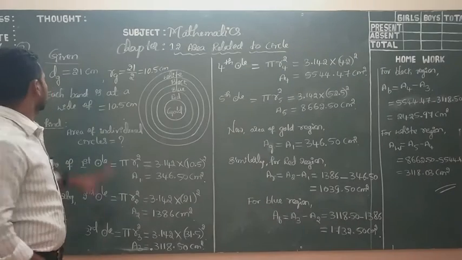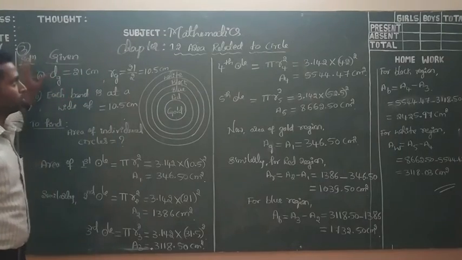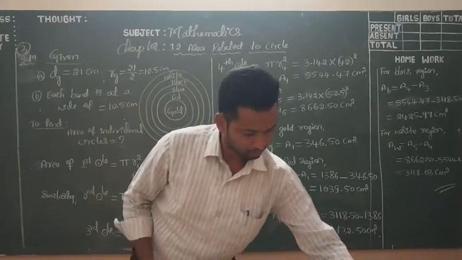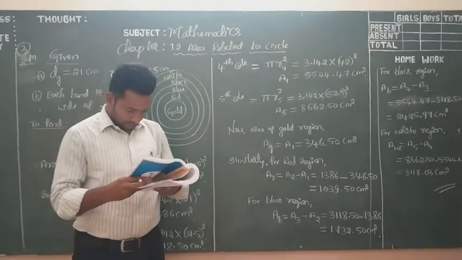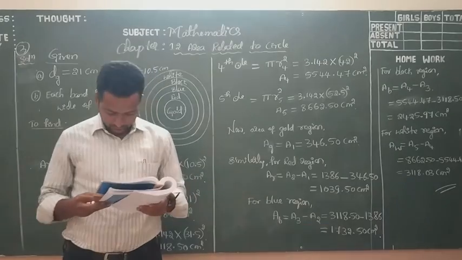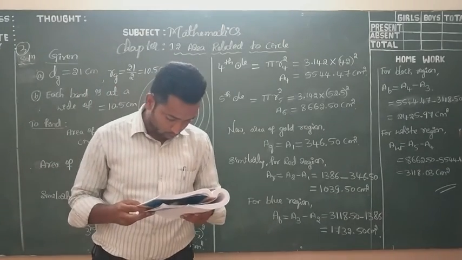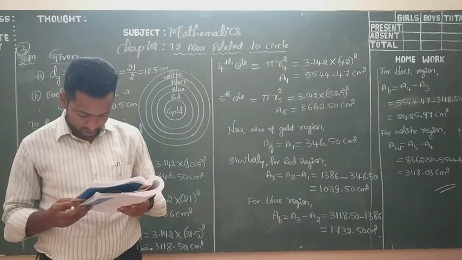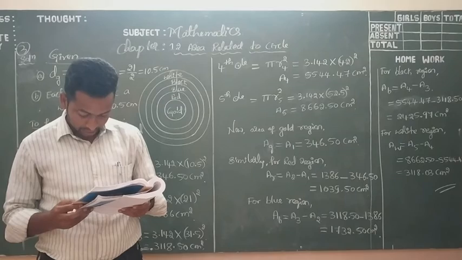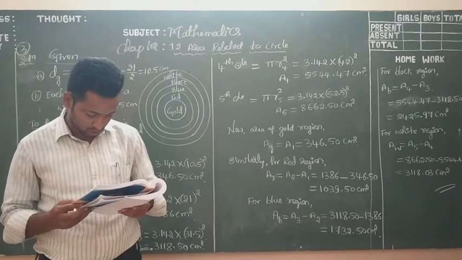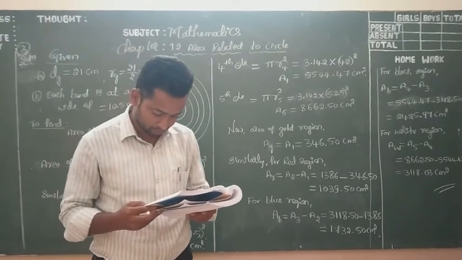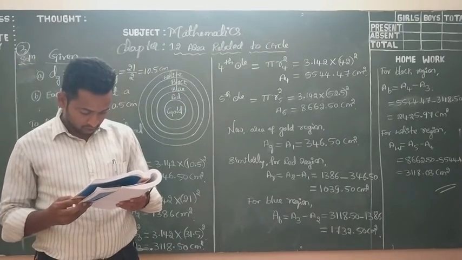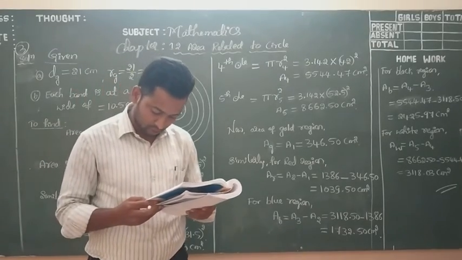Now we are going to solve the third problem of the exercise in 12.1. So our question is: figure 12.3 depicts an archery target marked with its 5 scoring regions. From the center outward: gold, red, blue, black and white. The diameter of the region representing gold's score is 21 centimeter, and each of the other bands is 10.5 centimeter wide. Find the area of each of the 5 scoring regions.